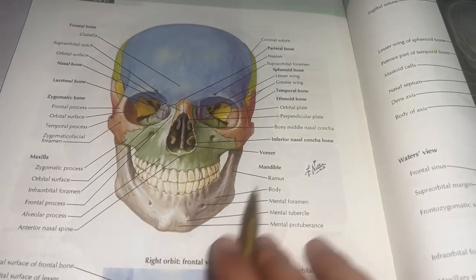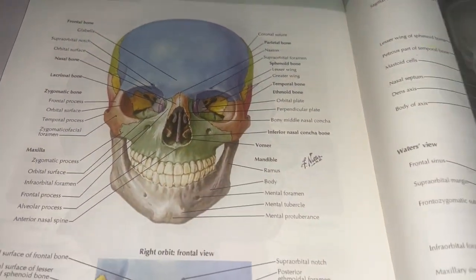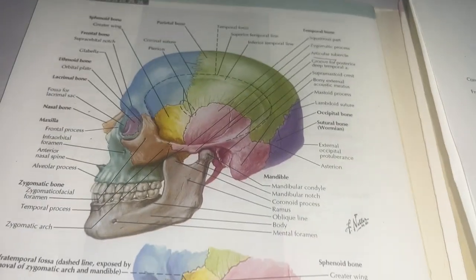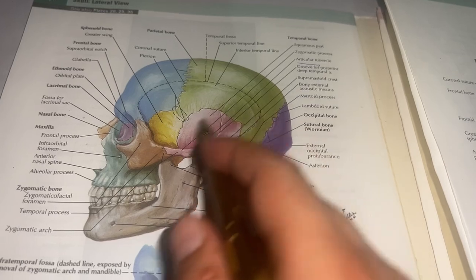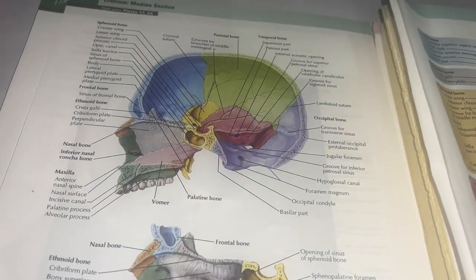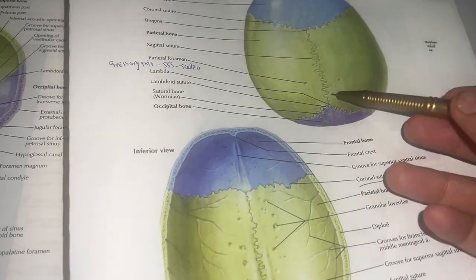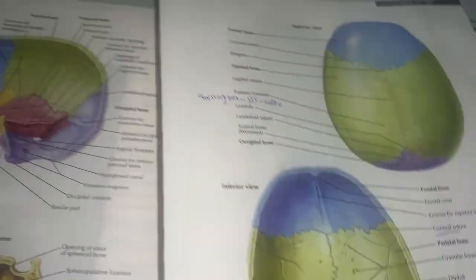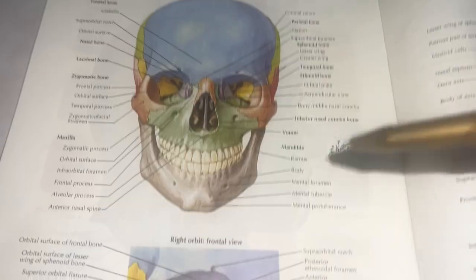So this aspect is Norma Frontalis, the front view. This is Norma Lateralis. This is the interior view of the bone. This is Norma Verticalis. Then externa and interna, internal view and external view. So in this lecture we will be covering these aspects.